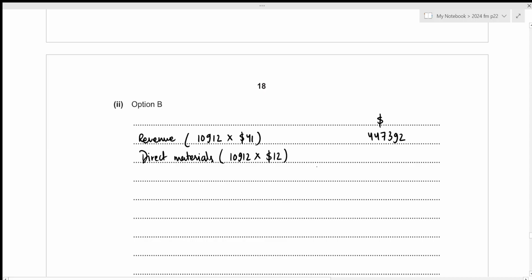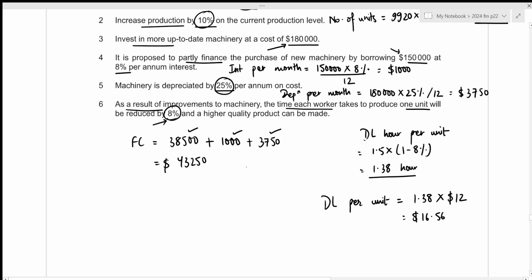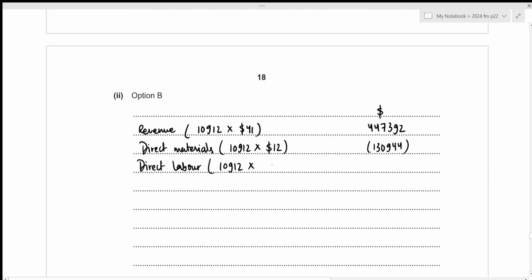This results in the total direct materials to be of 130,944. Then we can move towards the direct labor. Again, that will be the number of units multiplied by the direct labor per unit, which we recalculated to be 16.56. This results in the total direct labor to be of 180,702.72, so we can round it off as 703.